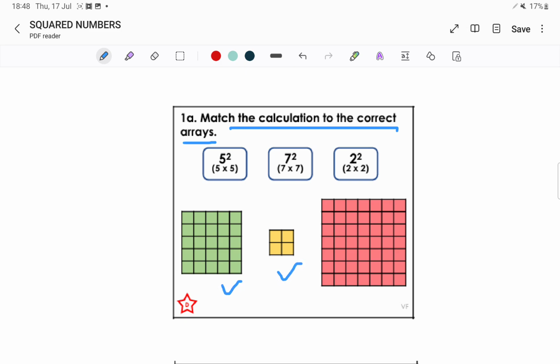These three representations are of arrays. 5 squared means 5 by 5, and 5 by 5 means 5 squares row wise and 5 column wise. So this is that representation, and it is 25, and this will match. 7 squared means 7 by 7. So these are 7 squares here, so this is 7 by 7. And 2 squared is 2 by 2. It is matching with this one.